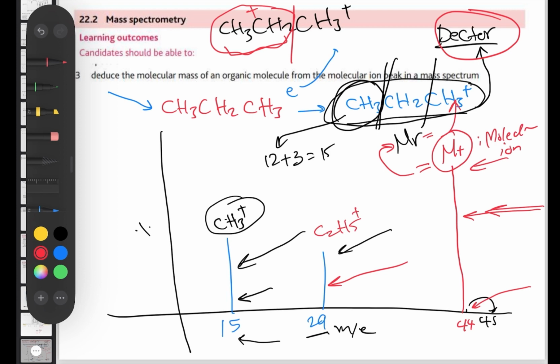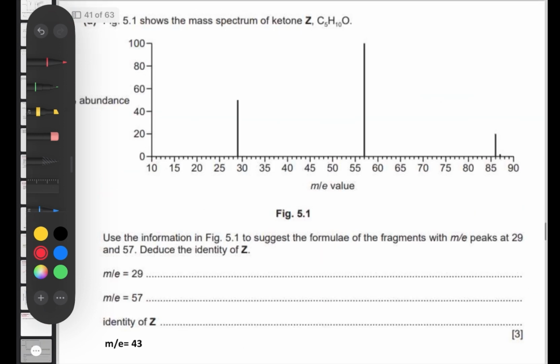What is the importance of these fragments? Do they tell me something, or should I just guess these fragments? The answer is both. The fragments can tell you a lot of things about the structure of your compound. The question is telling you that you have a ketone, Z. It consists of 5 carbons, 10 hydrogens, and oxygen. So the first thing that can hit your mind is, what is the MR of this ketone?